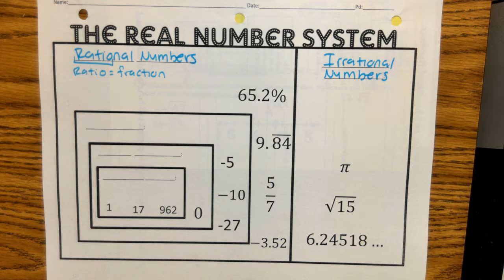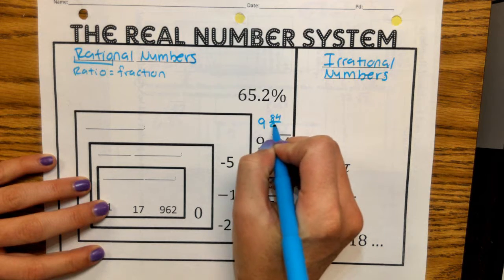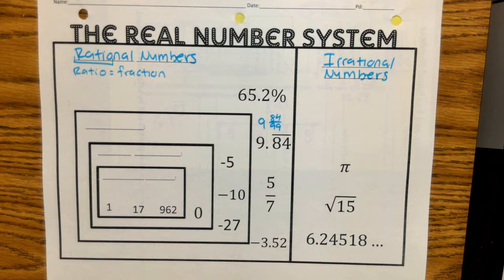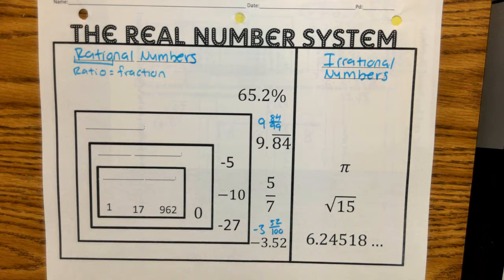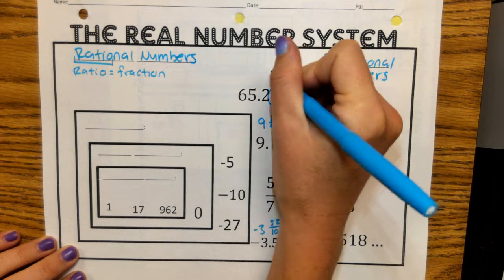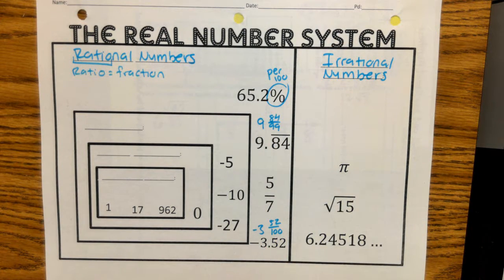65.2% is a rational number because you could write that as a fraction, 65.2 over 100, or 652 thousandths. So percents are always fractions. 9.84 repeating decimals we put into fractions using the rule of nines. This would be 9 and 84 99ths. 5/7 is a fraction. Negative 3.52 we put in a fraction. So all of these numbers are fractions.